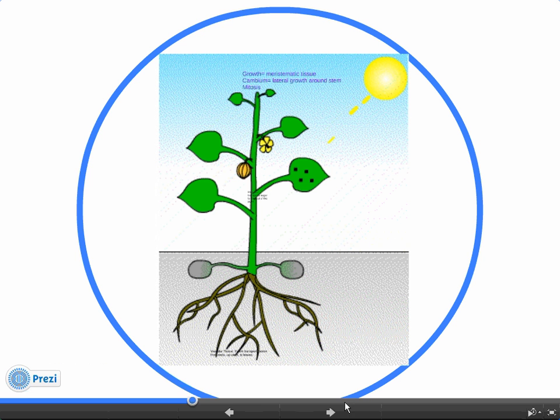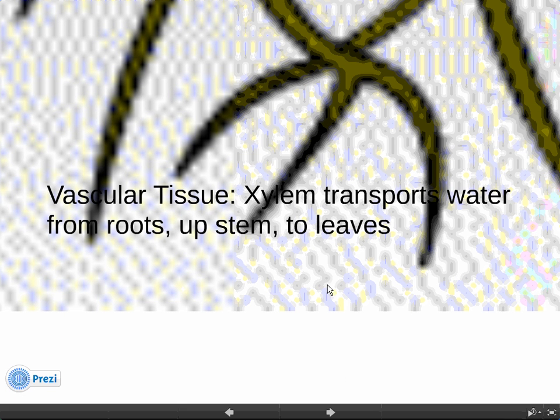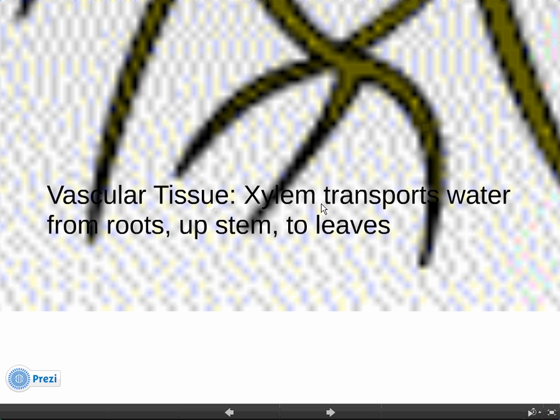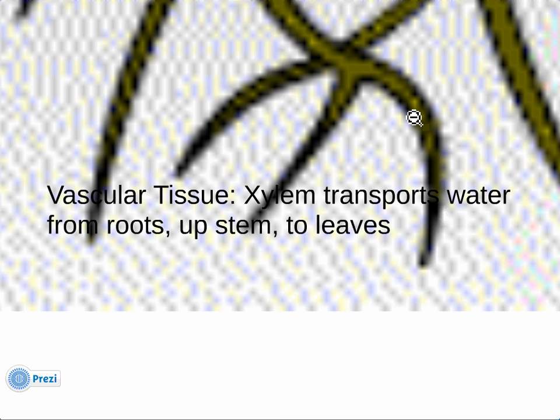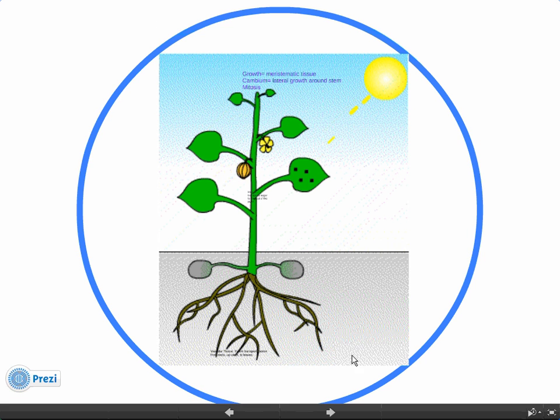A plant gets water by sucking it up from the ground with its roots. Inside of the roots, there is something called vascular tissue, and specifically xylem. The xylem is a little tube that goes all the way up the root, up the stem, into the leaves, and it transports water. So now the water has gone from the soil, up the roots, up the stem, and over to the leaf.